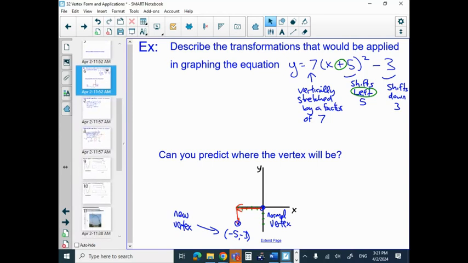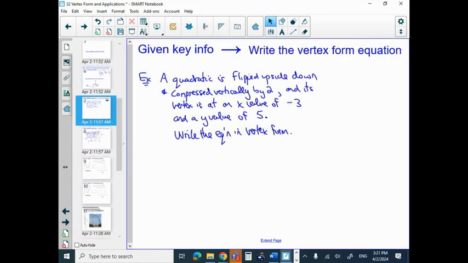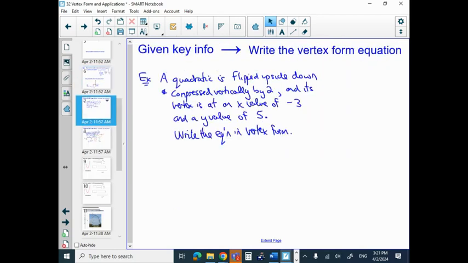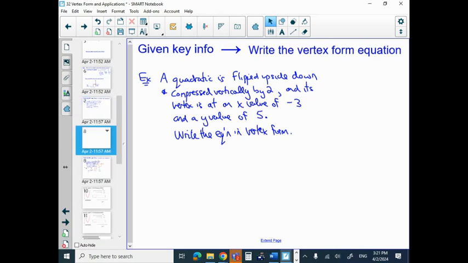All right, so next step here. If you're looking at information that you're given, you should be able to write the vertex form equation from that as well. It's kind of backwards, right? Instead of starting with the equation and being able to describe the transformations, if you're given the transformations, you should be able to write the equation. Right? So you just make that page for us to work from.